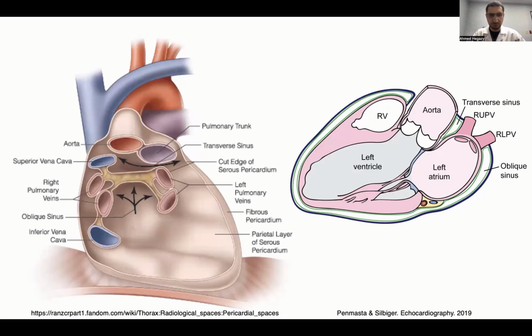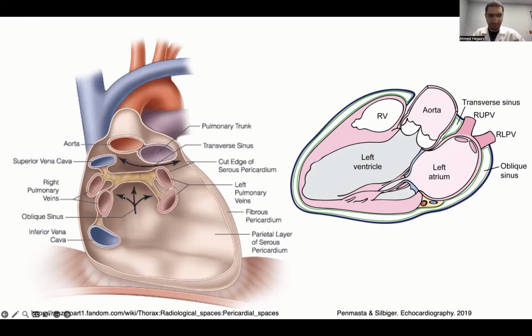There are certain folds in the pericardium, which we call sinuses. These are reflections of the pericardium overlying certain structures. And there are two important sinuses that we need to be aware of. The first is the transverse pericardial sinus, which is a fold of the pericardium right behind and posterior to the great vessels, the aorta, and the main pulmonary artery.